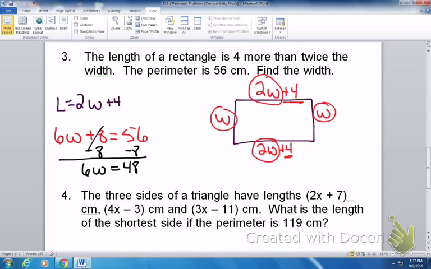And please be careful with your arithmetic. There's no reason to miss a problem because of addition or subtraction. The last step to getting W by itself is to divide by 6. And I get that W equals 8 centimeters.